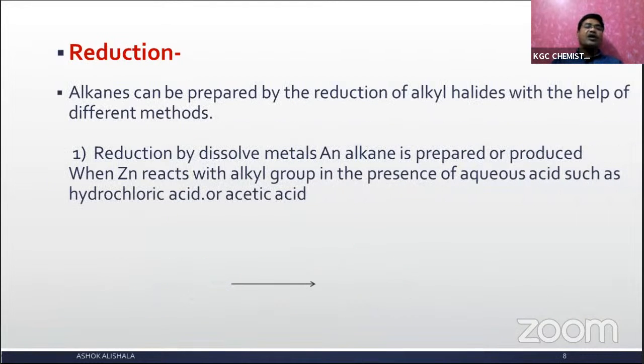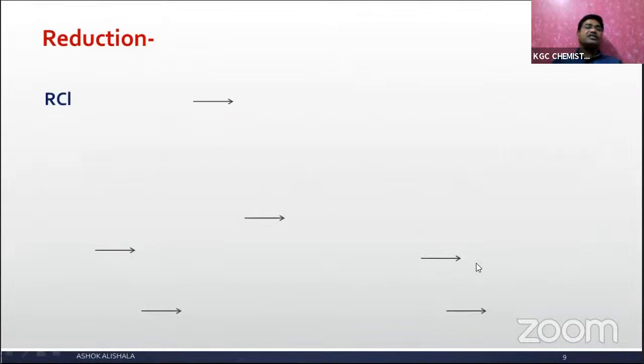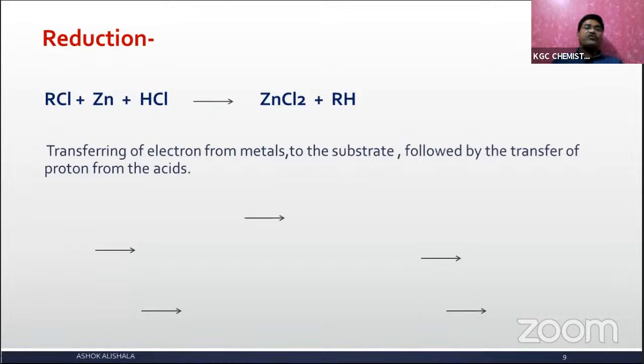Now let us see the other one. Alkanes can be prepared by the reduction of alkyl halides with the help of different methods. Reduction by dissolving metals: an alkane is produced when zinc reacts with the alkyl halide. Let us take an example, zinc in the presence of a halogen acid. When treated, this produces nascent hydrogen, and that will be converted into the alkane. Now let us see some other reactions. This is alkyl chloride, and when it is treated with zinc and hydrochloric acid, you'll get zinc chloride and the alkane results.